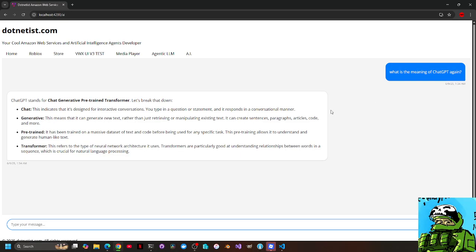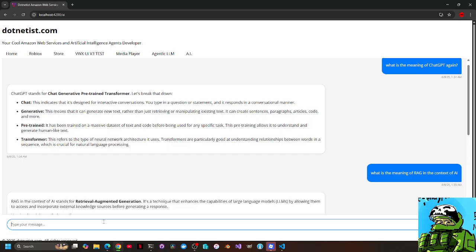We're able to create a ChatGPT of our own, and this is not an iframe. I created this from scratch. Will you believe me? Okay, so here: what is the meaning of RAG in the context of AI?